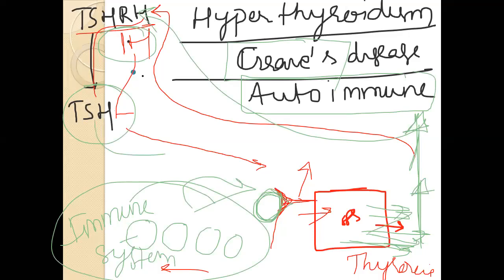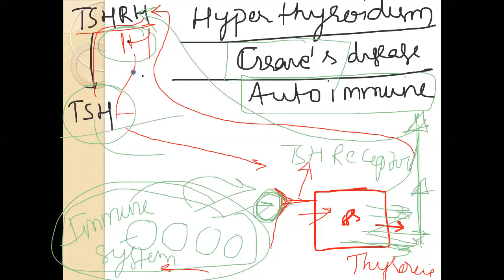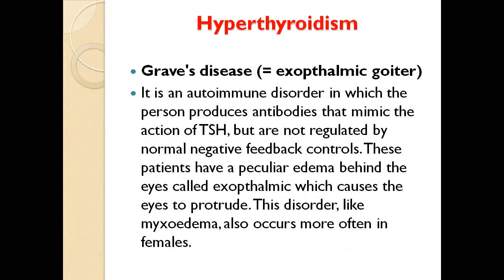Instead of TSH, somebody from the immune system is stimulating the TSH receptor. This is the TSH receptor. Somebody, instead of the TSH, is locked with the TSH receptor, then you can see the flooded thyroxine here. What do you say? Hyperthyroidism or Graves disease. That is why it is called an autoimmune disorder. I hope you understand.